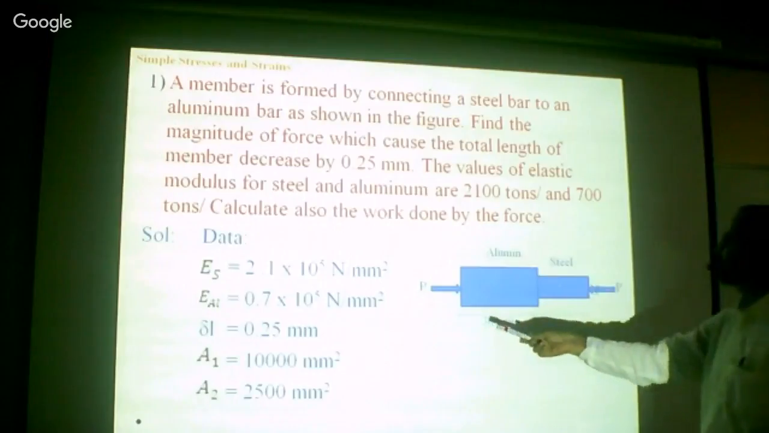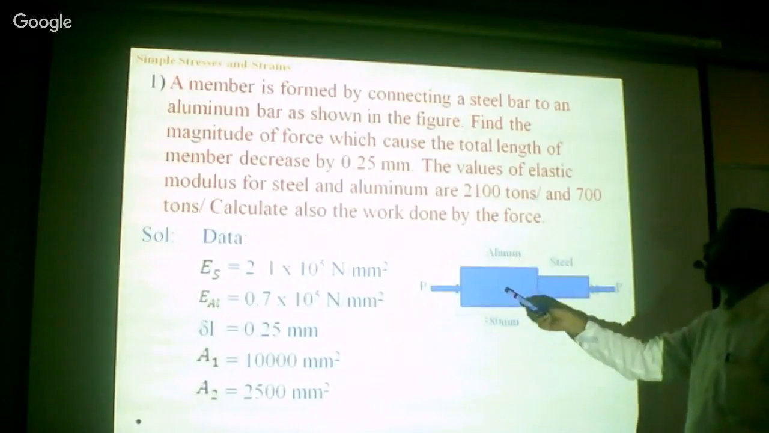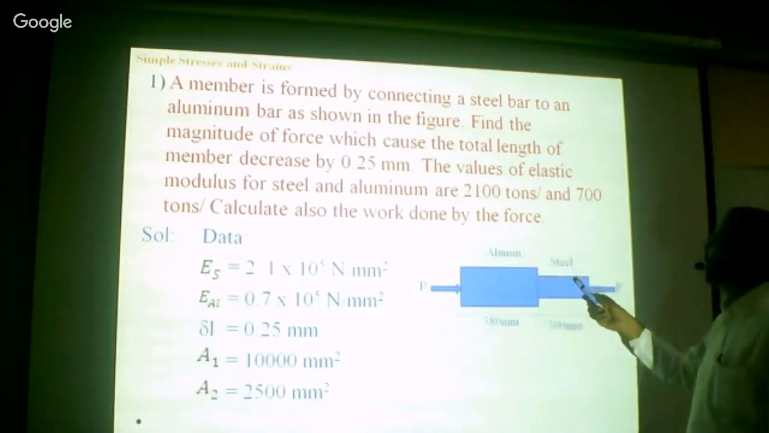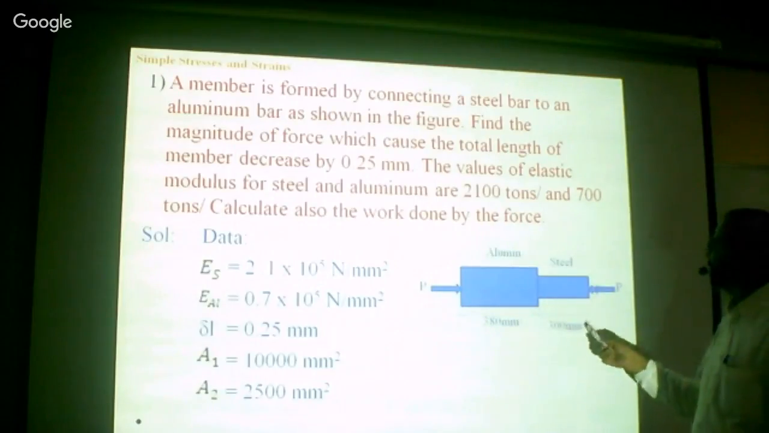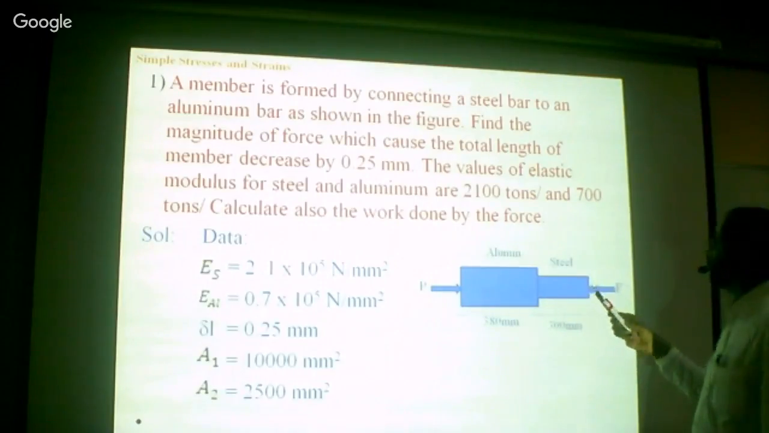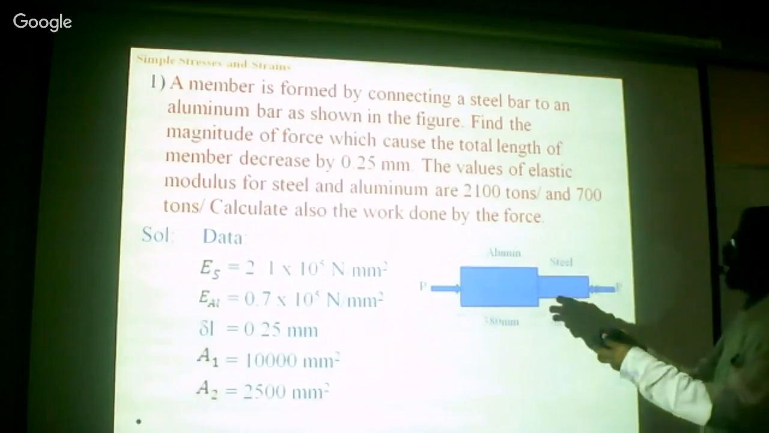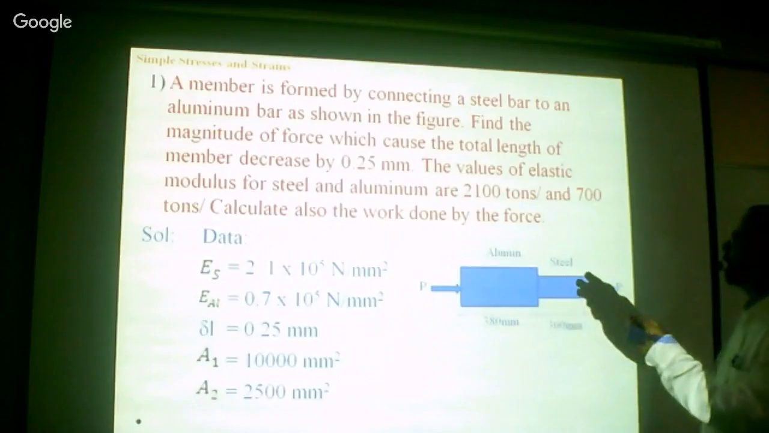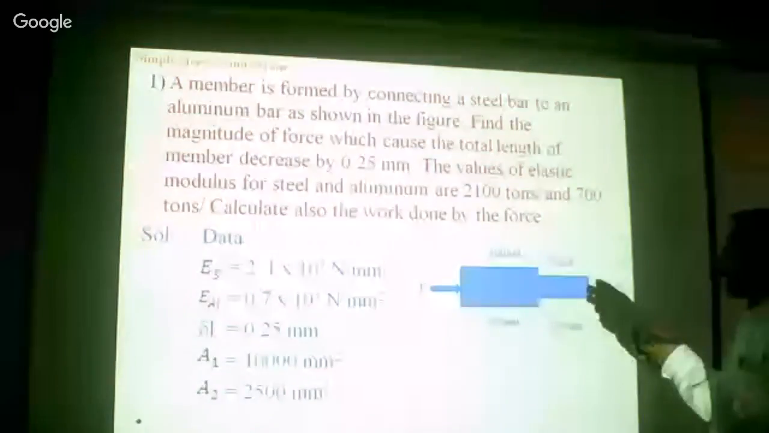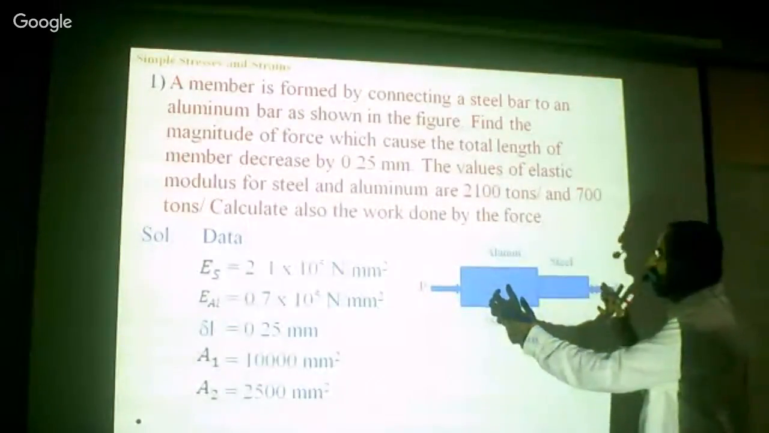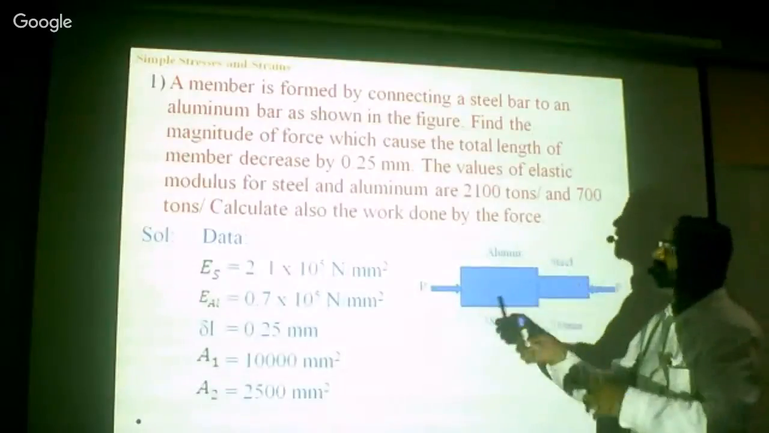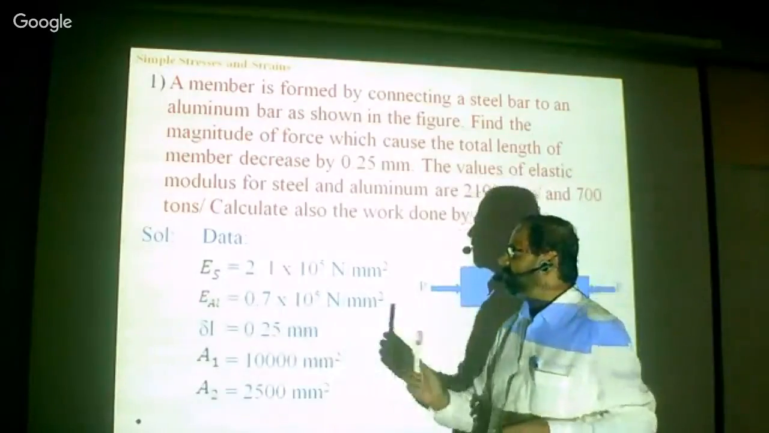See, the length of the first is made out of aluminum and the second one is made out of steel, isn't it? They are 380 millimeter and 300 millimeter. Now it is subject to a compressive force P. Due to this compressive force, there is some change in the deformation. Total deformation is 0.25 millimeter.